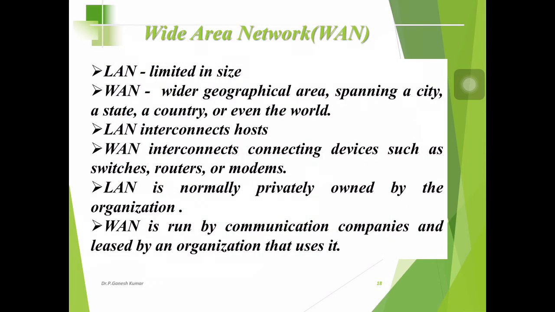And next is a wide area network. Now let us compare with the LAN network to understand the WAN network clearly. LAN, we understood, is limited in size, which means it covers a limited geographical area. Whereas a WAN covers a wider geographical area. It starts from the city, then state or province, country, or it can even cover the entire world. That is what we call the worldwide internet.